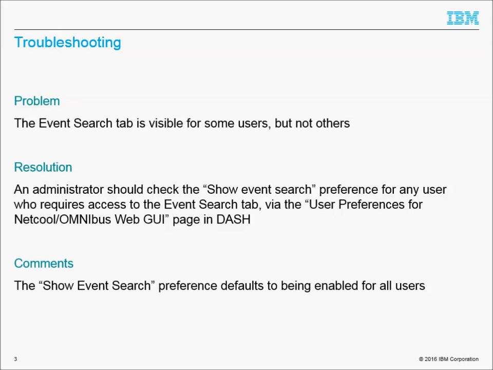The second problem: the event search tab is visible for some users but not others. The control of the event search tab on a user basis is set via the preferences for users that the administrator controls within Web GUI. So to resolve this, the administrator should go to the user preferences for Netcall Omnibus Web GUI page in Dash and check the show event search preference for the user in question. It should be noted that the show event search user preference defaults to being enabled for all users. So this should only be necessary if that setting has been changed to false for a particular user.